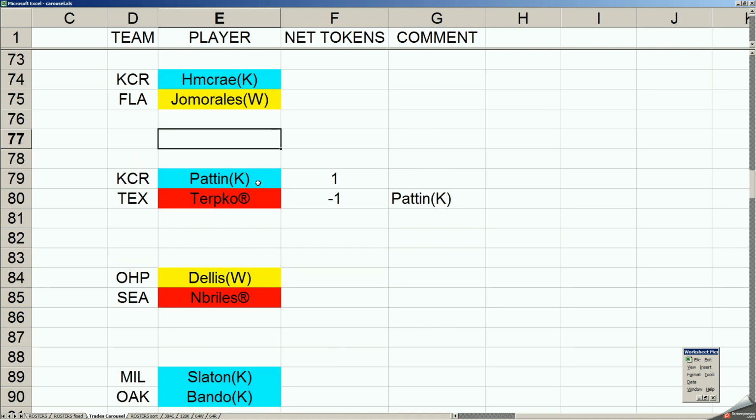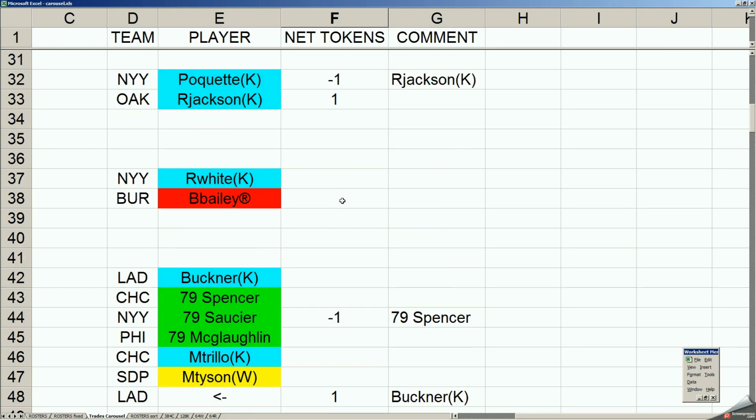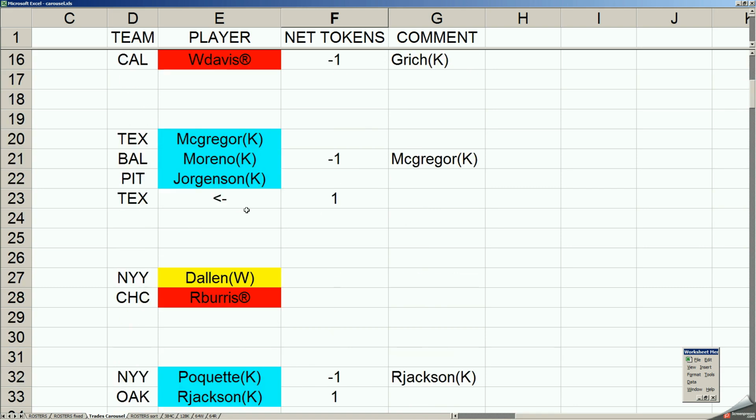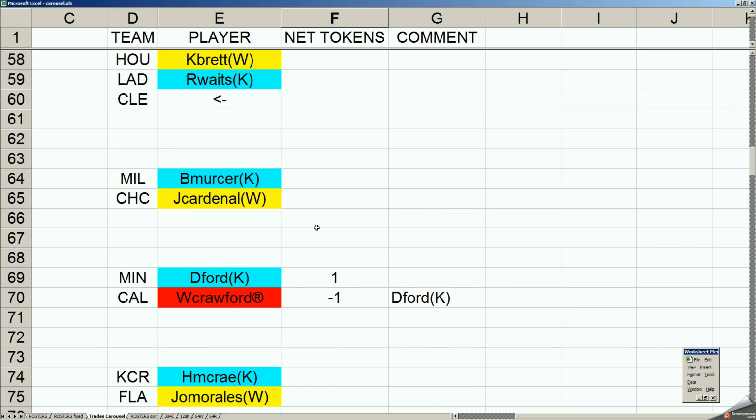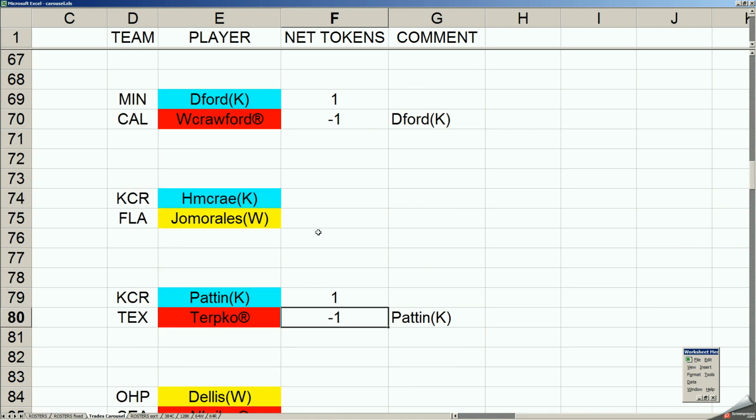The most questionable move here: Marty Patton from Kansas City goes to Texas for a retired player, and I did award a token, and the Rangers aren't happy that I did that. But it's sort of like if I had a half token, I would have said Texas pony up a half a token, and Florida pony up a half a token to Kansas City, but I don't split things in half like that. So Texas has to pay the full token price here. But don't forget, Texas got a token way up here for the McGregor move. So they're back to breaking even again.